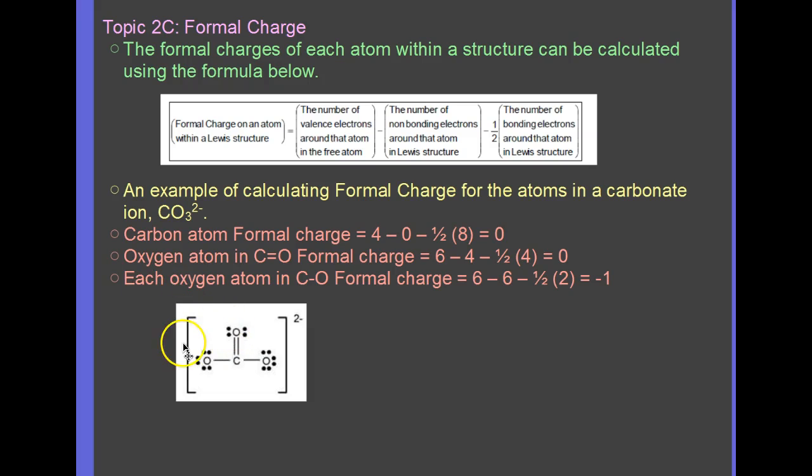So now we look at these oxygens that are in the C single bond O. So again, oxygen has 6 valence electrons, and the number of non-bonding electrons is 2, 4, 6, and minus 1/2 of the bonding electrons, so there's 2 electrons bonding there. And so we go 6 minus 6 minus 1/2 of 2 ends up as a minus 1, and this tells us something about this creature. We'll learn about that on the next slide.